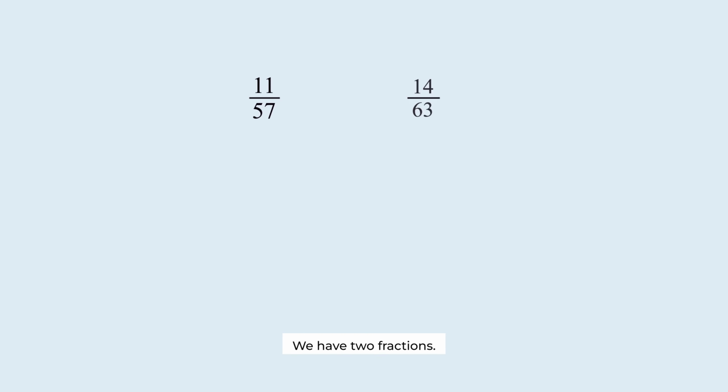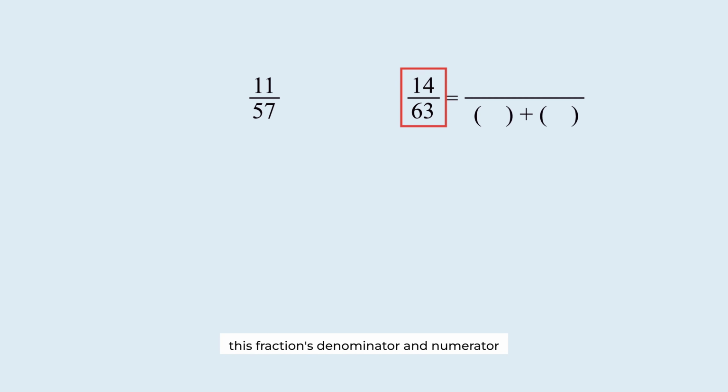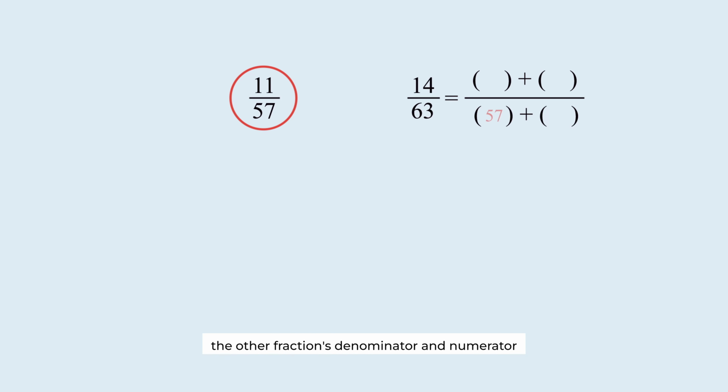We have two fractions. Which one is larger? First, compare the denominators. This denominator is larger, so we break this fraction's denominator and numerator into parts. We use the other fraction's denominator and numerator as the reference.